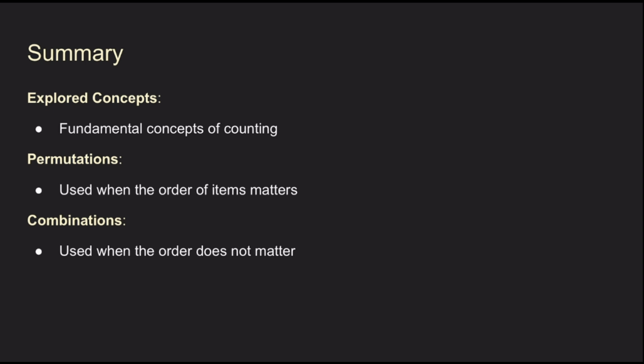In summary, we've explored the fundamental concept of counting, focusing on permutations and combinations. We've discussed how permutations are used when the order of items matters, and combinations when the order doesn't matter. We also covered the basic counting rules, the factorial rule, and practical examples to illustrate these concepts.